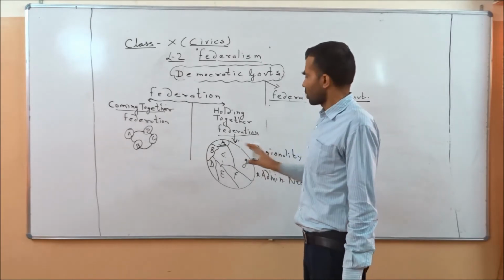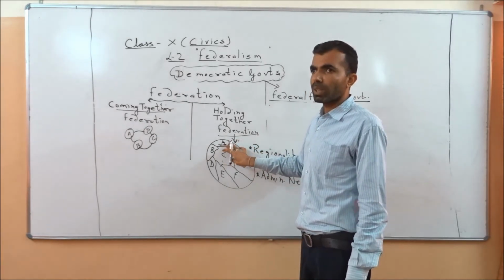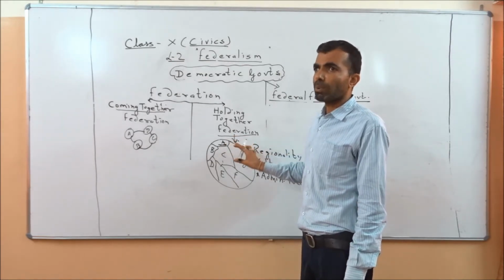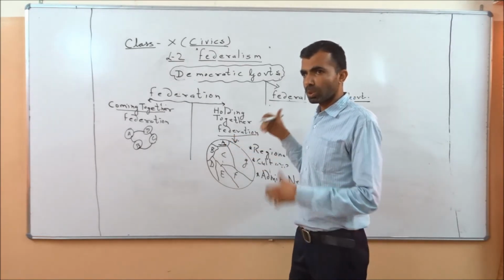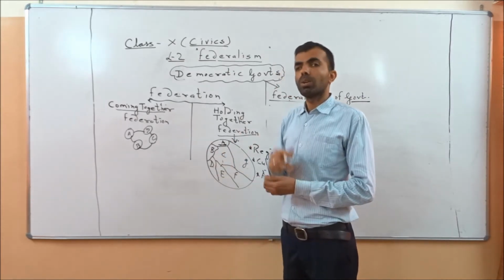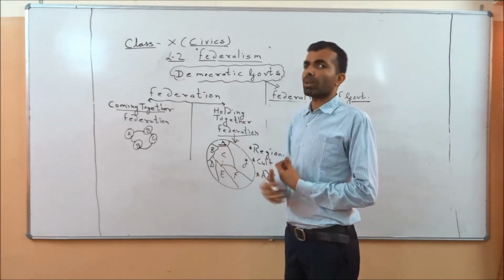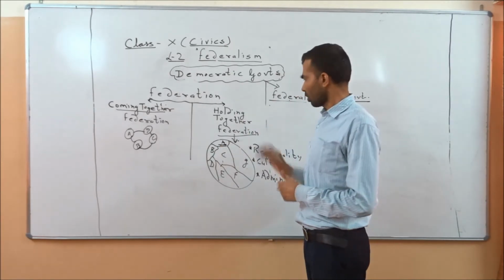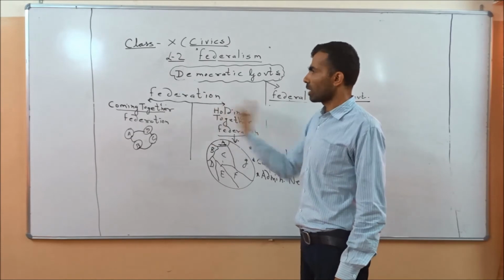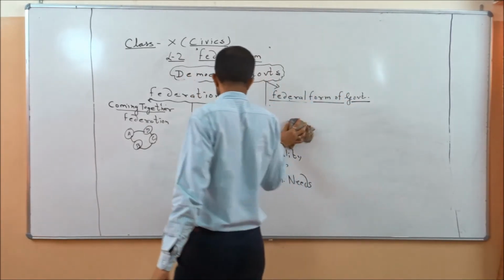Some states are being provided with regional autonomy, with a particular facility, with extra autonomy in comparison to the other states, to accommodate them, to adjust them, to make them part of the union. So this was the case of two types of federation. Now we move ahead.